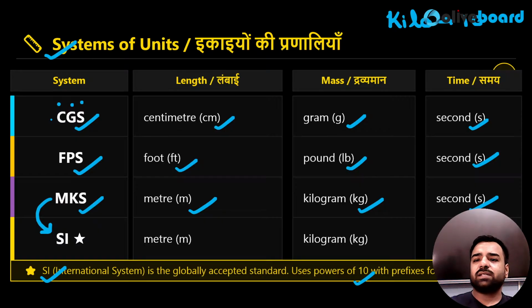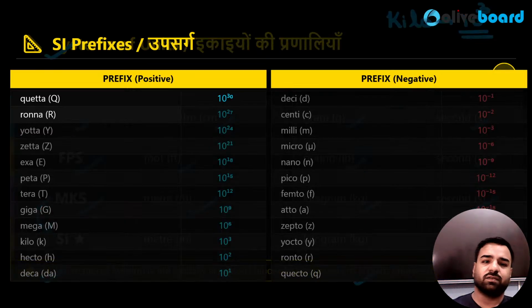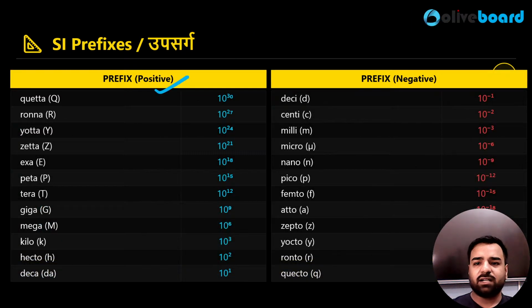So it can be expressed as 10 to the power 3. So it's easy to understand this, and yes, we can easily express these units. It's not only about the positive powers, it's also about the negative powers. So these are the positive and negative prefixes.